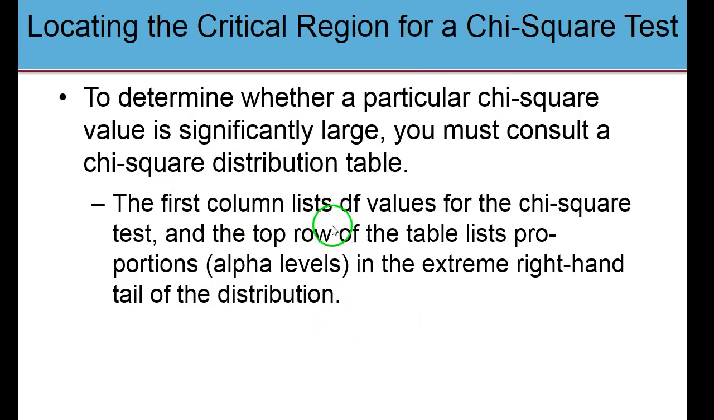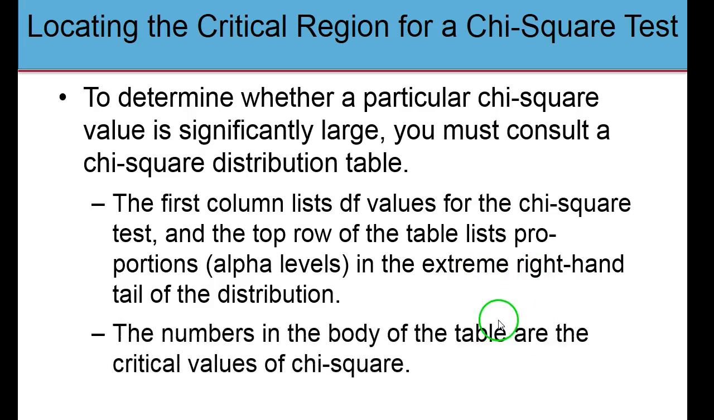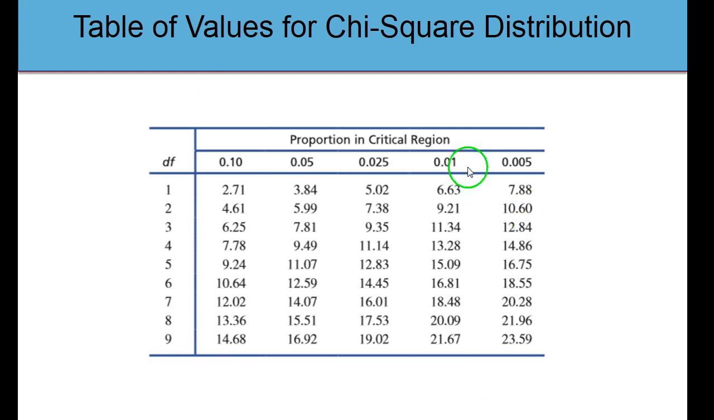And it's going to be set up very similar to previous tables. You're going to see a column associated with degree of freedom values, and then you're going to see a top row that's associated with alpha levels. And again, these correspond to the cutoff marks in the distribution, and they cut off the extreme right-hand tail of the distribution. And then the numbers in the body of the table are the actual critical values of the chi-square. So for example, here is a copy of a portion of the chi-square distribution table from your appendix.